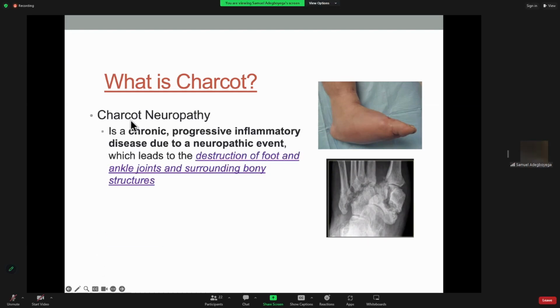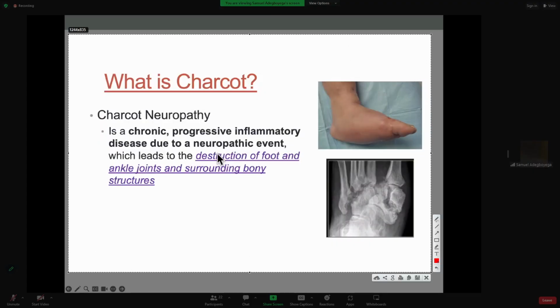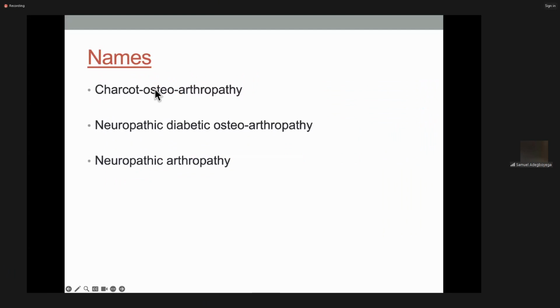So Charcot is a chronic progressive inflammatory disease due to neuropathic event. If there's no neuropathy, we don't have Charcot. Case closed. So the name that I love, I don't think we should be calling it Charcot. I think we should be calling it inflammatory neuropathic osteopathy. That should be the best name for Charcot.